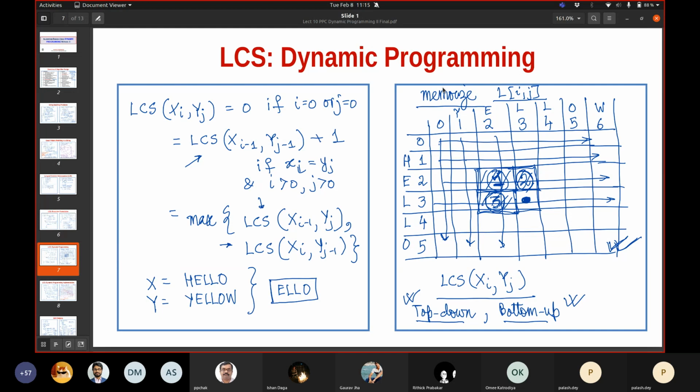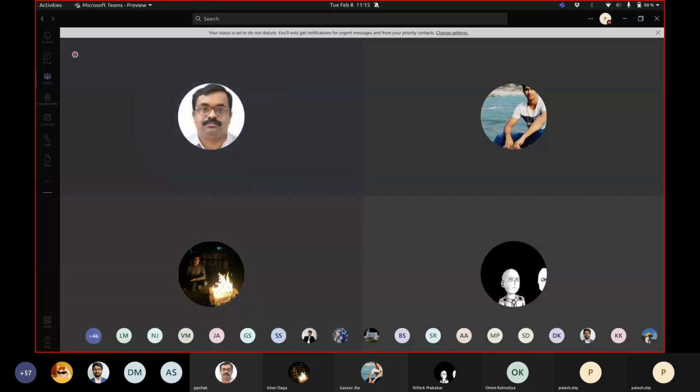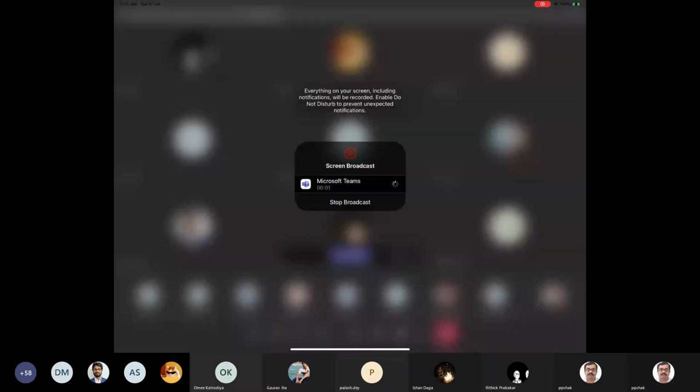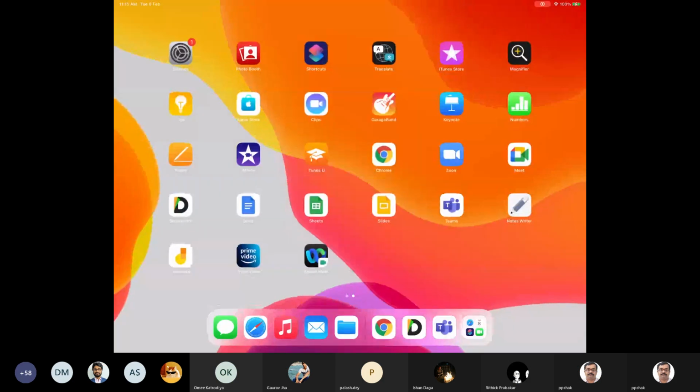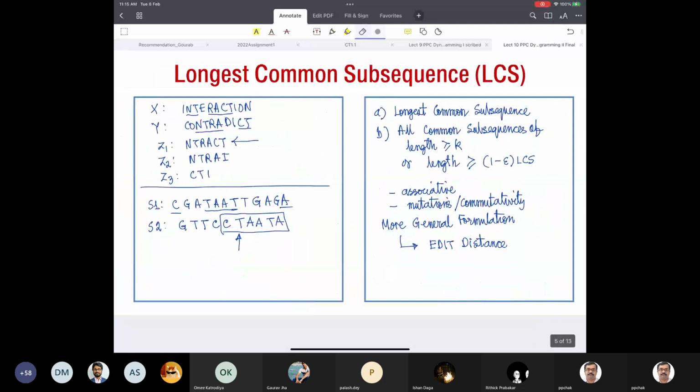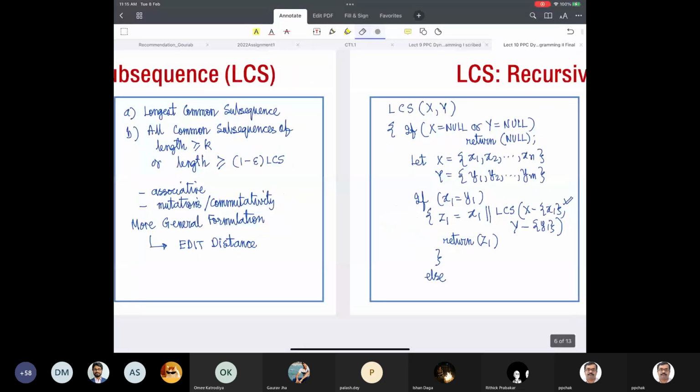Palash, can you stop sharing the screen once? Let me see if I can share now. Yes, let me do it. Let me see if I can share the screen for a moment. I tried to reboot everything, but I'm not sure if it still works. It seems it is going to work. It's working right now? Yes, sir. Yes, you can see.